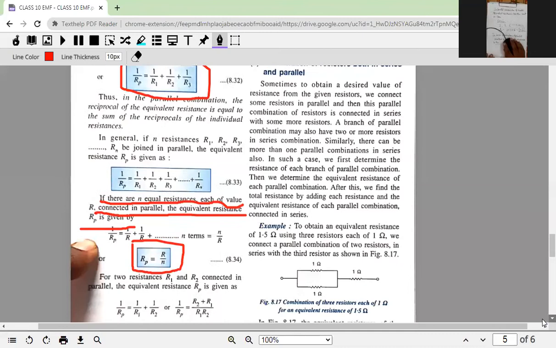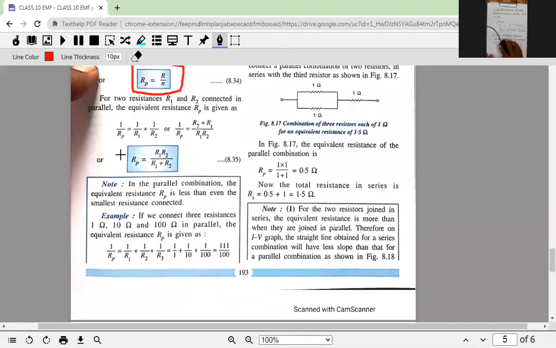Then you can see here, part 2, we will use this formula. If two resistors R1 and R2 are connected in parallel, what is the equivalent? It's this. Just now I told, in the parallel combination, the equivalent resistance RP is less than even the smallest resistance connected. It's clear. Equivalent will be smaller than the least. So these things I told you.